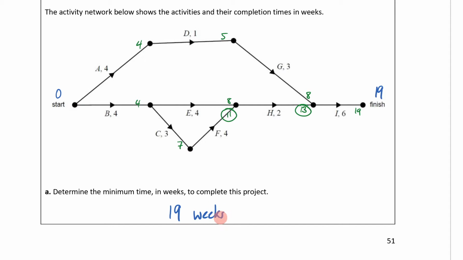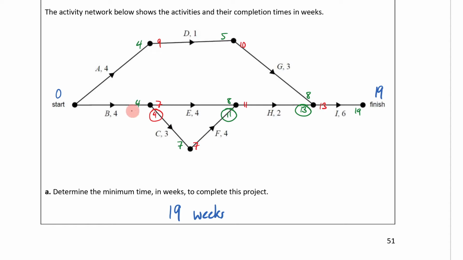We're also going to do a backward scan here. If I do a backward scan, I'm going to get 19 minus 6 is going to be what? 19 minus 6 is 13. Then I'm going to go 13 minus 3 is 10. 10 minus 1 is 9. 13 minus 2 is 11. 11 minus 4 is 7. 7 minus 3 is 4.